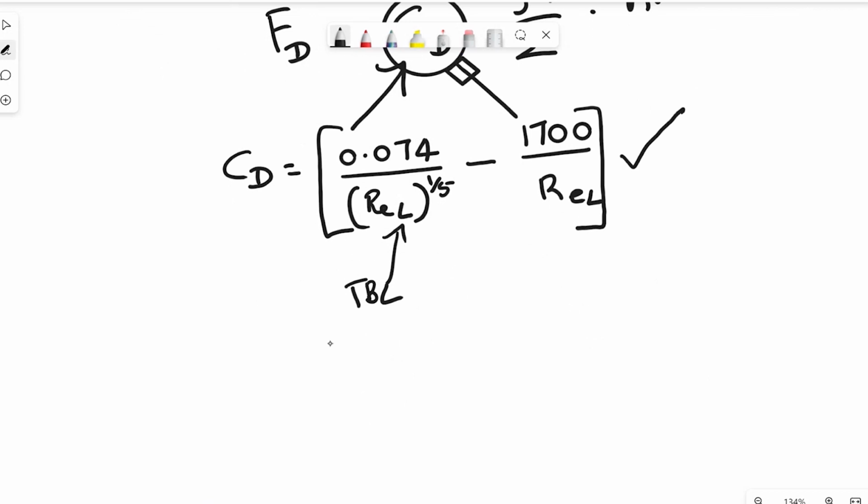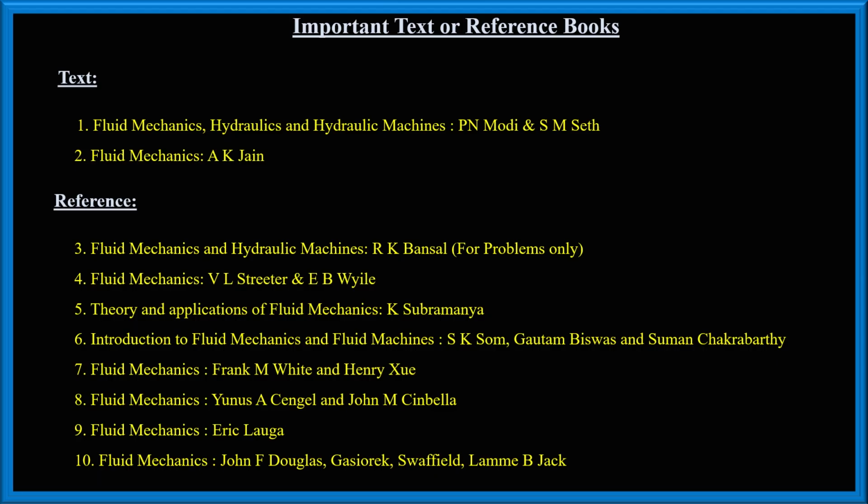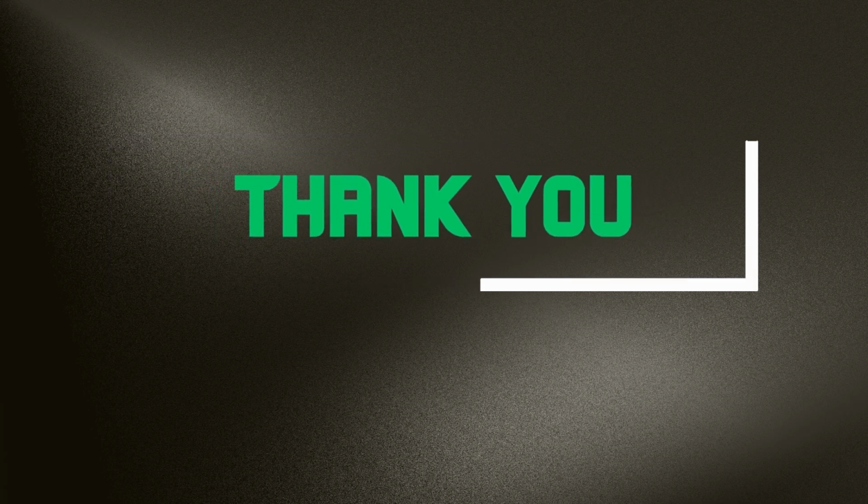So with this, the theory part is done: we defined what the laminar boundary layer is, and we defined the turbulent boundary layer. So I stop my lecture at this point.